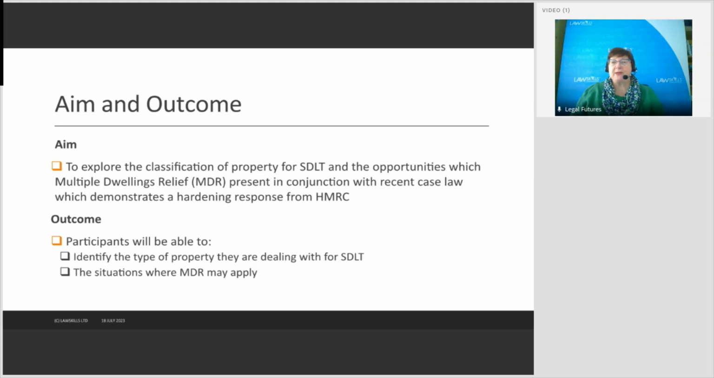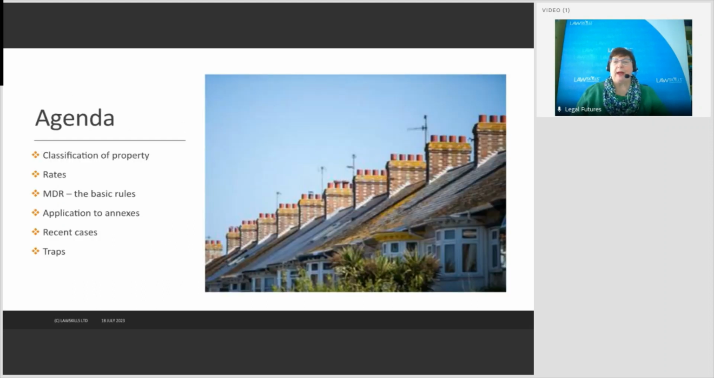I'm hoping that as a result of listening to the webinar today, participants will be able to identify the type of property they're dealing with for SDLT and the situations where MDR, multiple dwellings relief, is applicable and therefore may apply in a particular case. I've therefore divided the webinar into 4 key areas, which are the first 4 on the slide there.